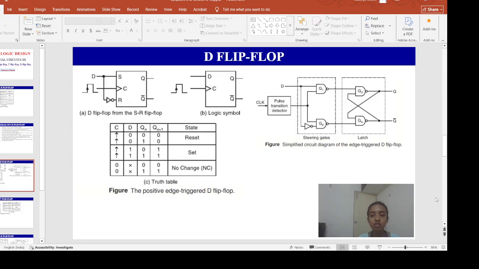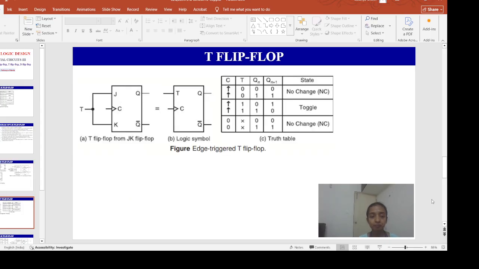So no change in the state will be occurring. Okay, so the next type of flip-flop we have is the edge trigger T flip-flop. This is also called the toggle flip-flop.